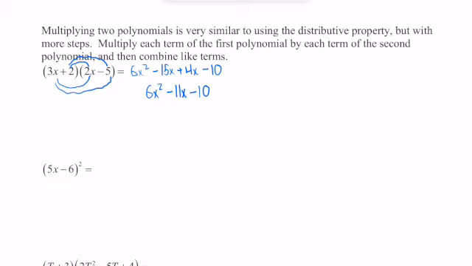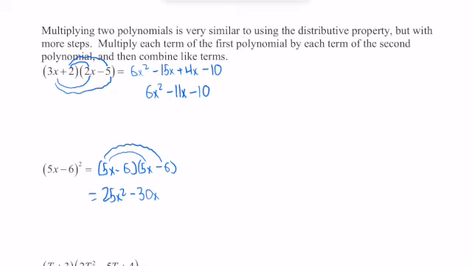So for 5x minus 6 squared, let's remember that this means we're going to do 5x minus 6 times 5x minus 6. And now, as before, we distribute the first term to the second parentheses. 5x times 5x, we have 25x squared. 5x times minus 6, we have minus 30x.